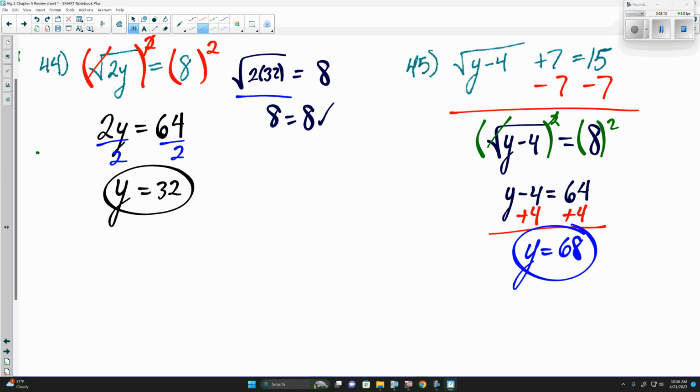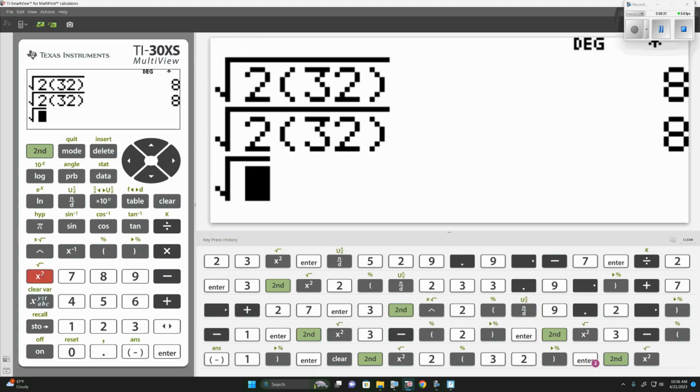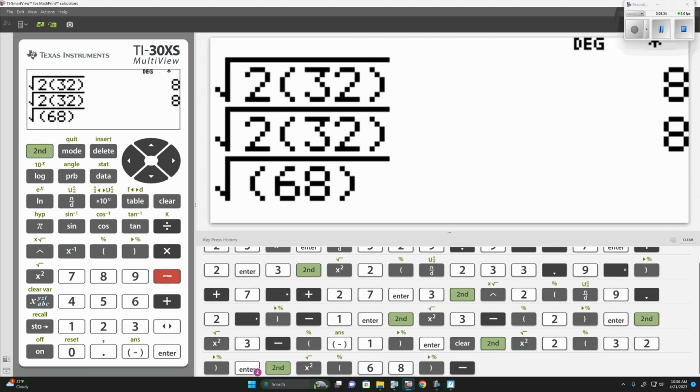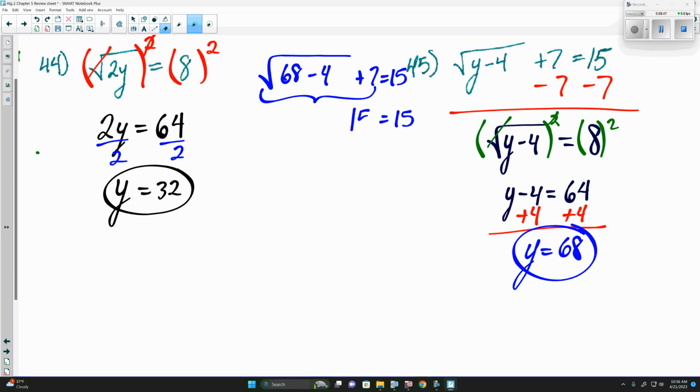And if we wanted to check it, we can say the square root of 68 minus 4 plus 7 is 15. Now we can plug, guys, we can plug the entire left side into the calculator. Second square root, 68 minus 4 plus 7, and we get 15. So 15 is equal to 15. It checks out, so 68 is the correct answer. Any other questions on these first two here?